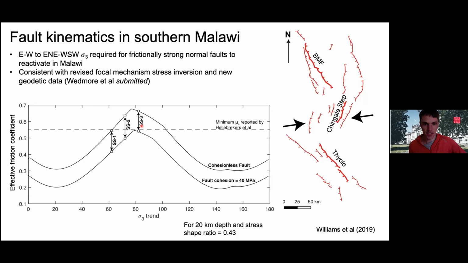Instead, it seems to suggest that to get these faults reactivating, you need a sigma 3 trend of east-west, east-northeast, west-southwest, which is now consistent with some more focal mechanisms from the rift, and also new GPS data, which includes more GPS stations in South Malawi.